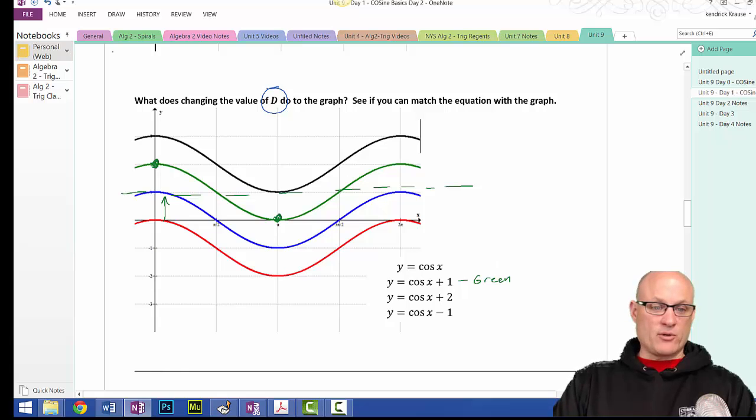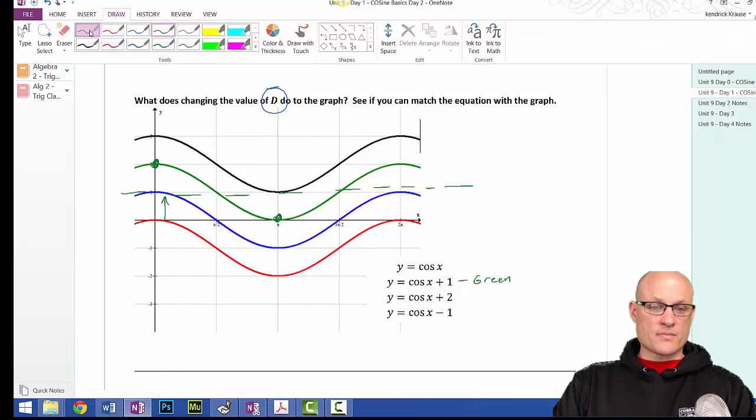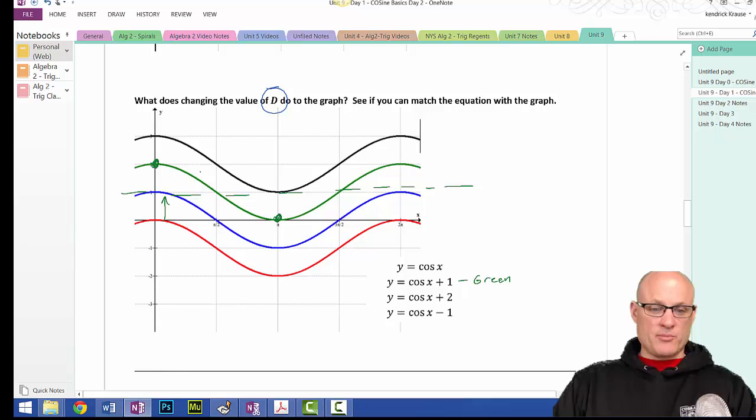Let's take a look at the black one. The black one, here's the max. Here's the min. If I draw my midline down that, you'll notice it's got part of the curve above, part of the curve below. That has a midline or a starting value up 2. So this one's the black one.